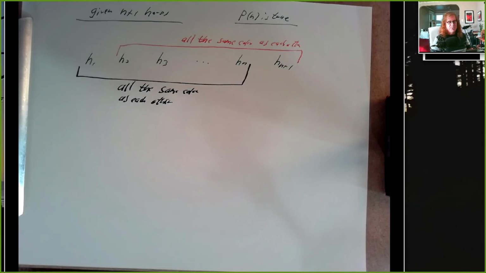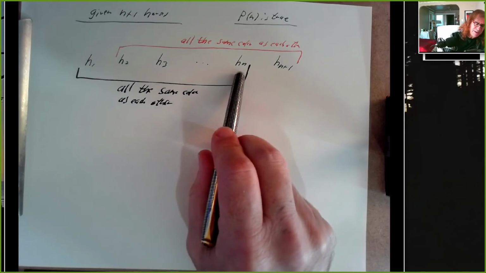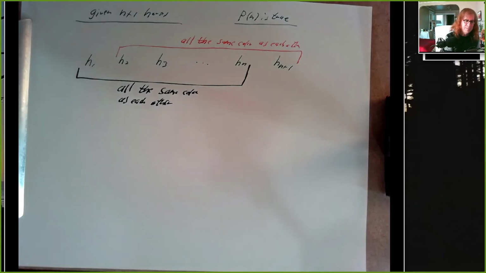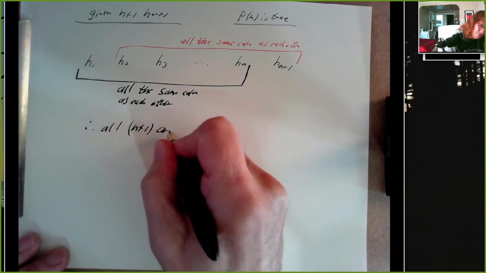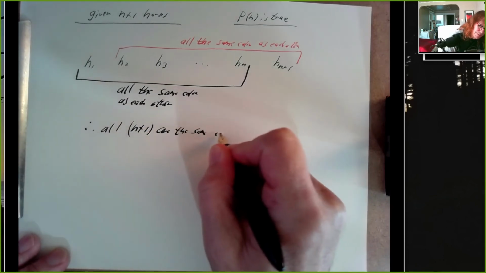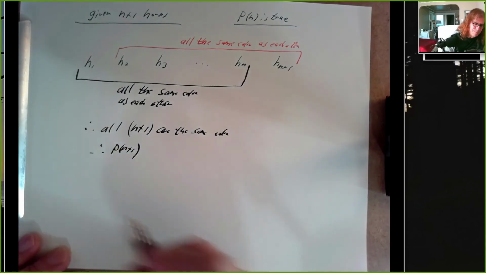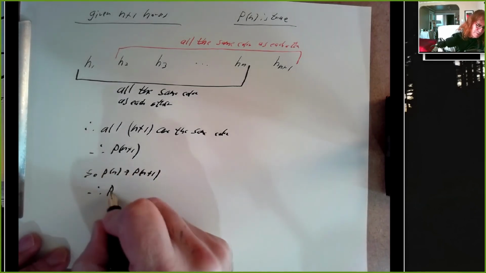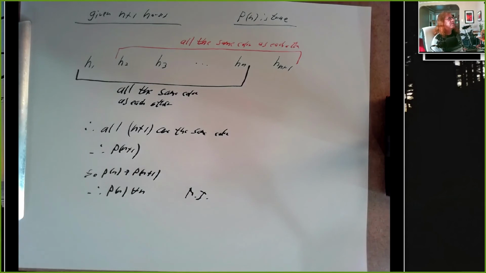Well, what have I just shown? Horse 1 is the same color as horse 2, is the same color as horse 3, is the same color as horse n, is the same color as horse n plus 1. Therefore, all n plus 1 are the same color. Therefore, P of n plus 1 is true. So P of n implies P of n plus 1. Therefore, P of n for all n by mathematical induction. So all horses are the same color.